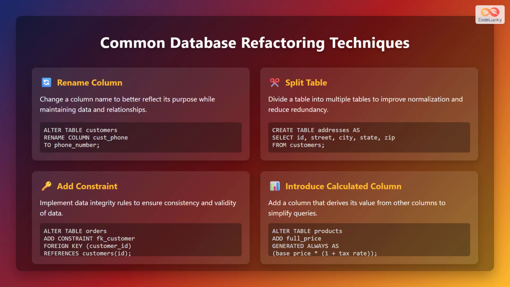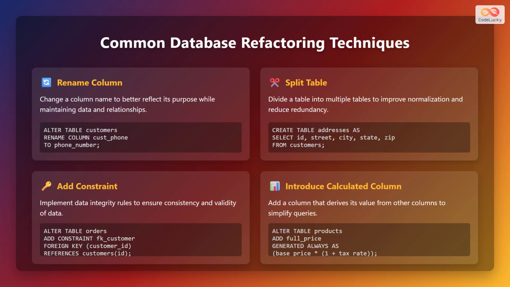Second, split table, which is dividing a table into multiple tables to improve normalization and reduce redundancy. The SQL command to achieve this is create table addresses as select ID, street, city, state, zip from customers.